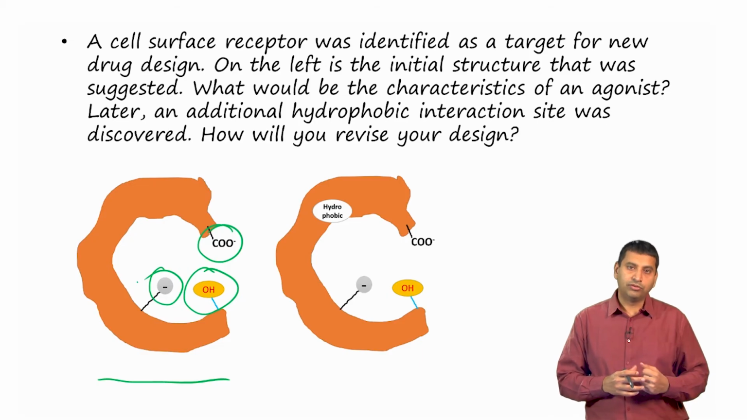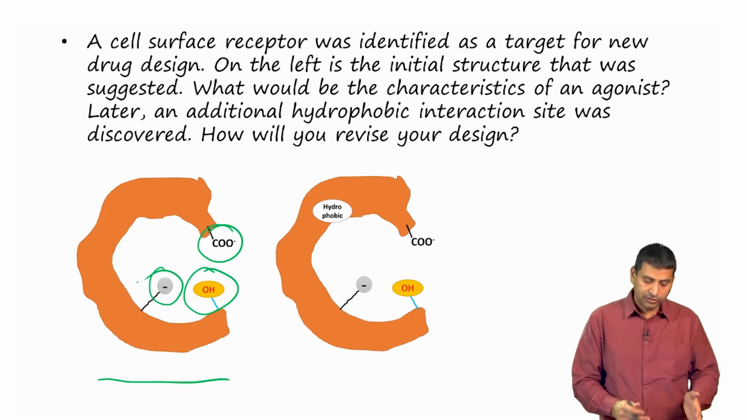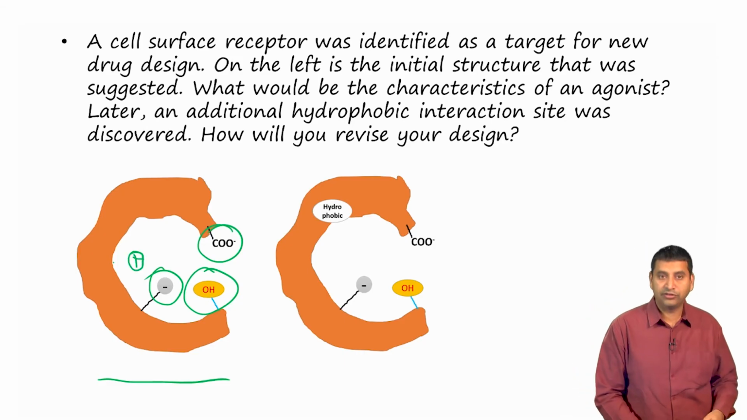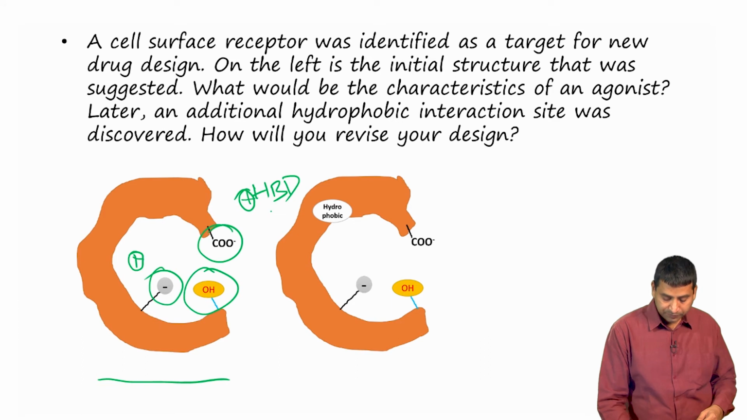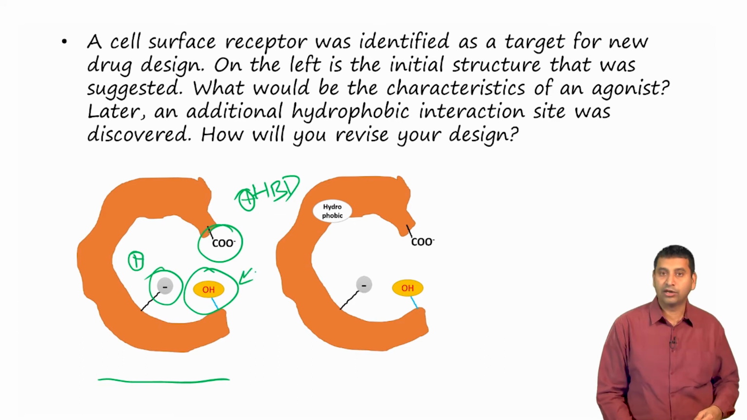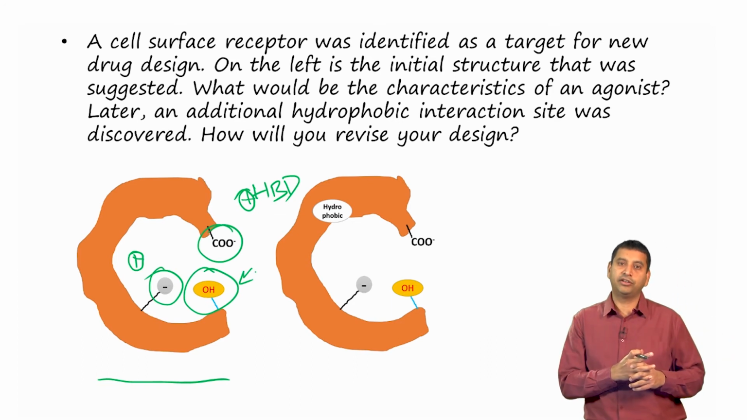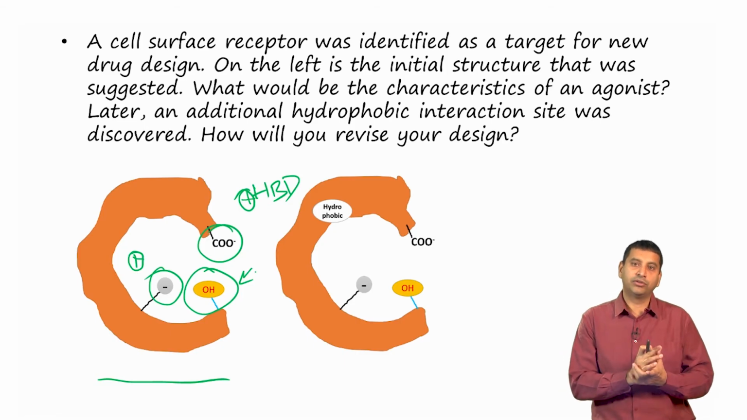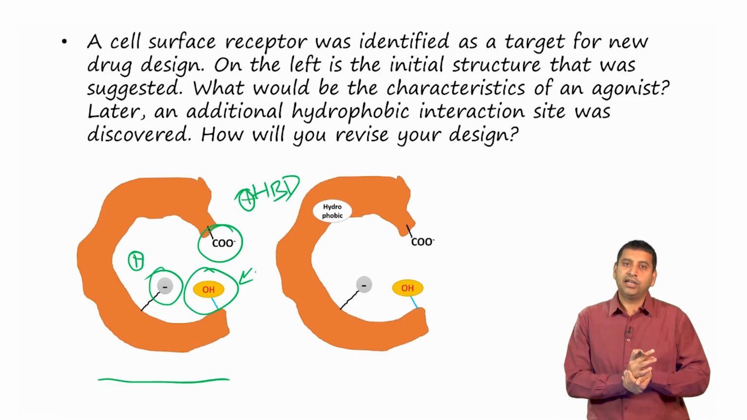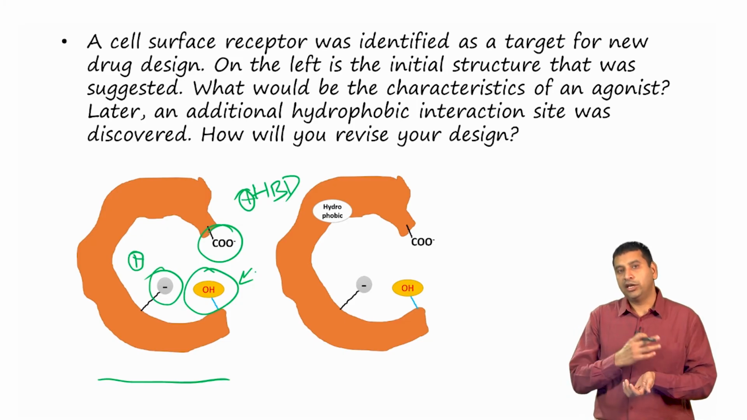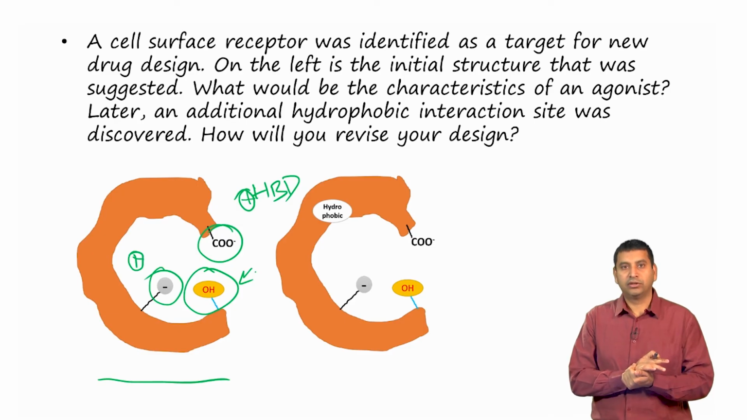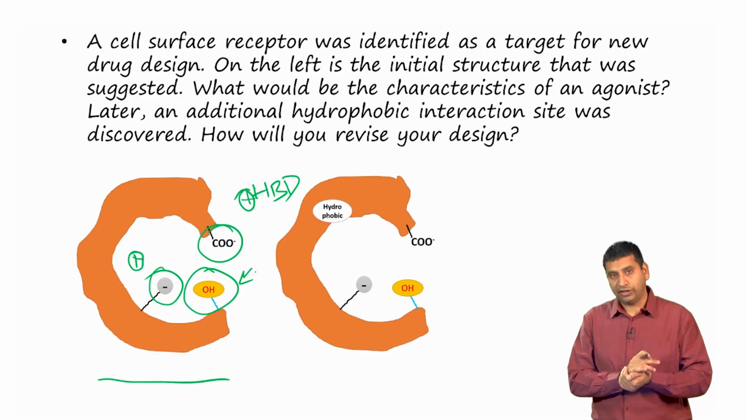So, what we would do is, if we have to design a molecule keeping this in mind, then we would place a group which has a positively charged species here, perhaps another positively charged species here, or a hydrogen bond donor over here, and something that interacts with the hydroxyl group over here. So, these are the three characteristics that we would look at and start screening for molecules. But the question is that later, while doing this study, they found that an additional hydrophobic region was discovered. So, now the question is, how will you revise your design?